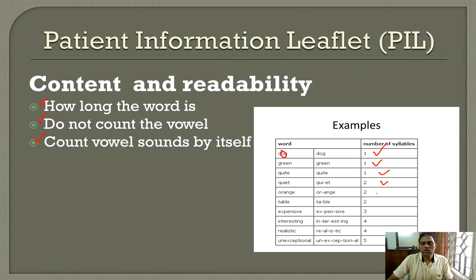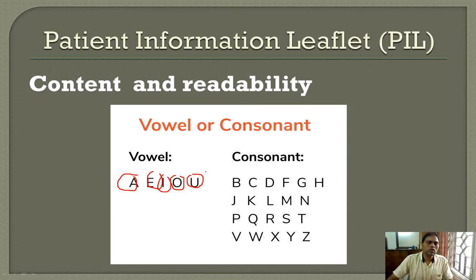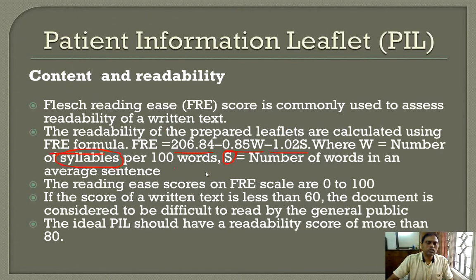Orange has two syllables. Table has two syllables. Expensive will have three syllables. Interesting will have four syllables. Realistic will have four syllables. Exceptional will have five syllables. That's how you have to count the syllables. The more the syllables, the more difficult the words are.